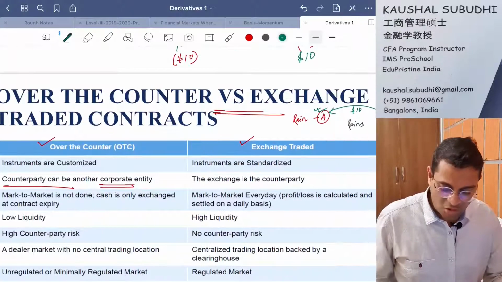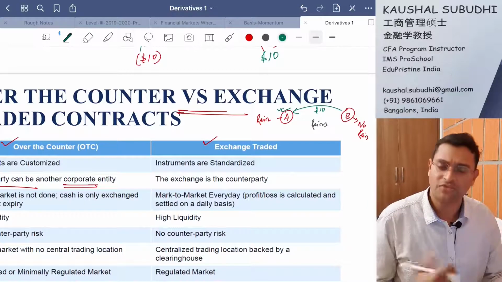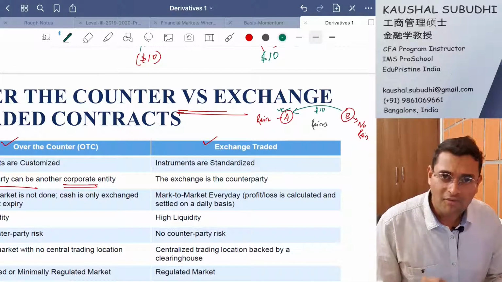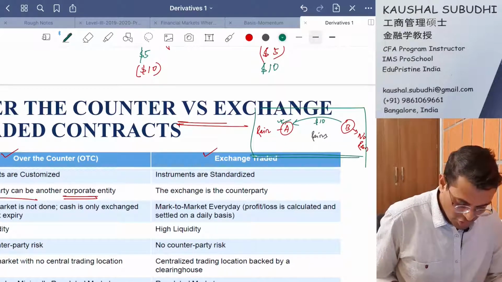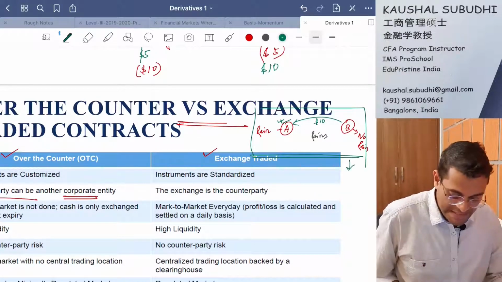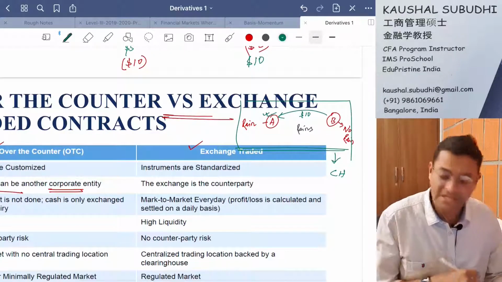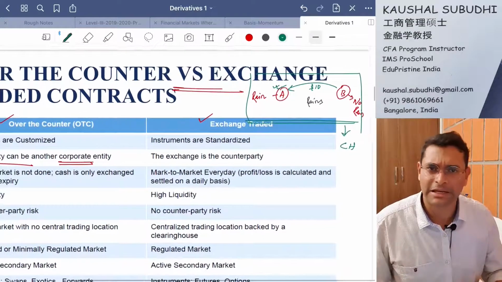So there is counterparty risk in over the counter derivatives rather than exchange traded derivatives. Why? Because over the counter derivatives always happen between two parties, and there is no clearing house. There is no central party which you call a clearing house. There is no financial intermediary in between.